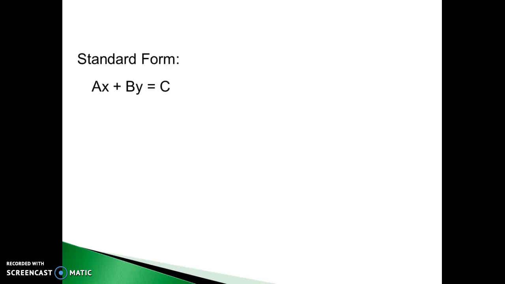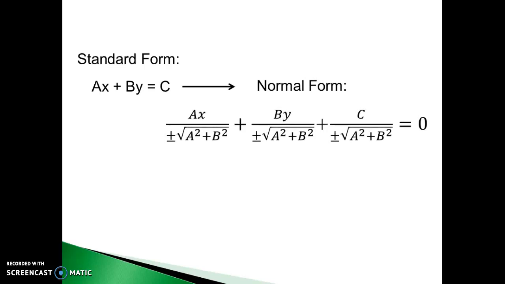All right, so this time we're going to go from standard form to normal form. So if we start with Ax plus By is equal to C, and if you're taking notes, this would be where I would start. What you're going to do to get to normal form, and I know this looks crazy, is notice the numerator is still Ax plus By plus C equal to 0. And you're going to divide everything through by plus or minus the square root of A squared plus B squared.